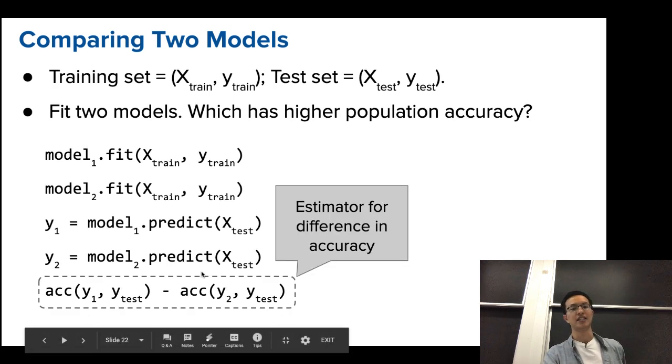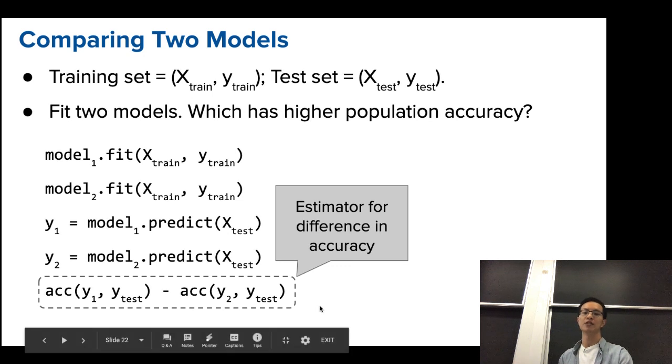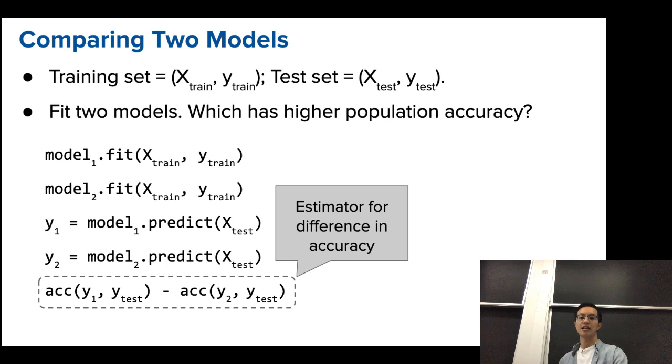And this right here is the estimator for the difference in accuracy of the models in the population. We expect that if the models do equally well in the population, this estimator on the bottom here will be close to 0. And if one model does better than the other, let's say model 1 does a lot better than model 2, we expect that last line to be large. And vice versa, it'll be negative if model 2 is better than model 1. That is also a point estimate of the difference in accuracy.